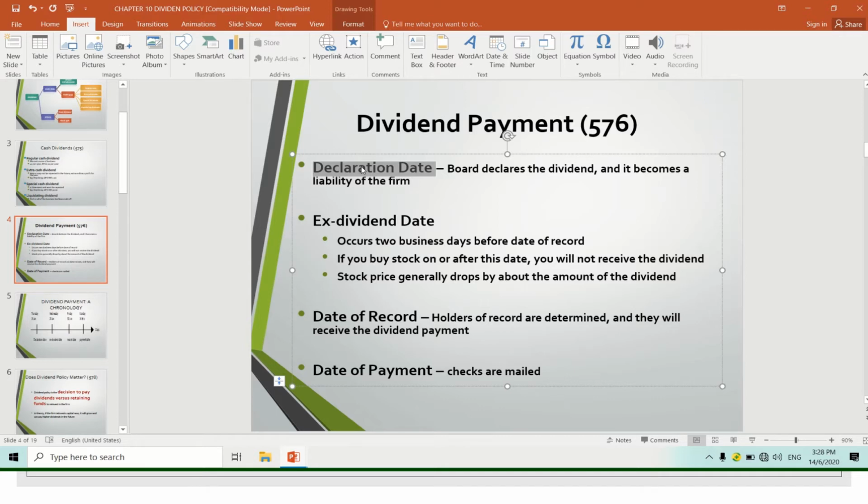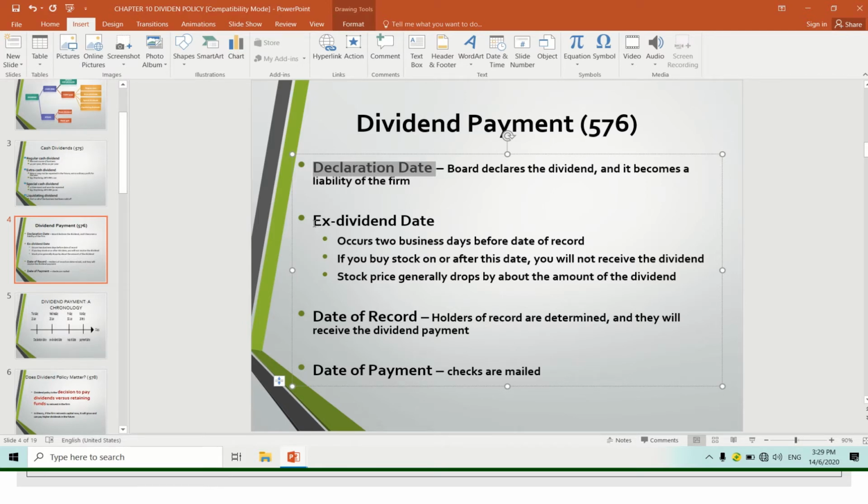Let's say on 1st June 2020, the company announced to the public that the company will pay dividend on 1st August 2020. During this announcement or declaration date, the company also will mention the dividend per share. That means how much the company may allocate for each share. Let's say the dividend per share is 10 cents.